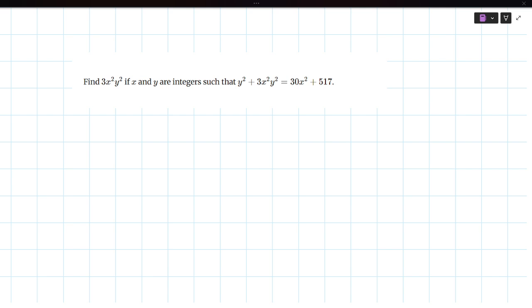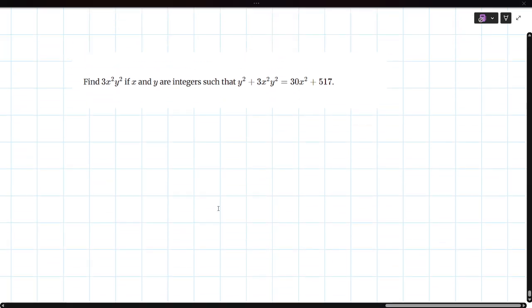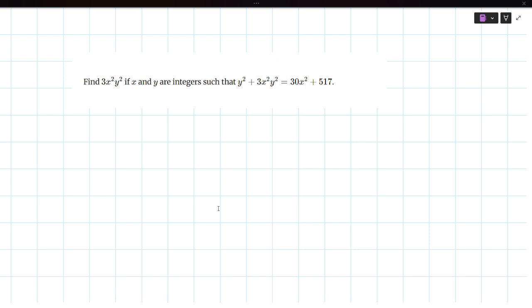Now, the question is as follows. Find 3x squared y squared if x and y are integers such that y squared plus 3x squared y squared is equal to 30x squared plus 517. The first thing I said actually was that 517 is quite an interesting number, and I will get to why I said that after. Now, here there are multiple ways to approach this question.